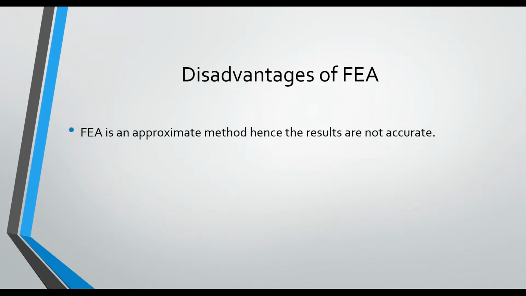So the first one is that FEA is an approximate method. Hence, the results are not very accurate. You will find results which are precisely correct, but they are not exactly the same as those of methods by exact solutions. So this becomes a rough calculation, a rough estimate. Though it is not very rough, I would say. I mean, it is not very wrong. It is very close to the exact solution, but not exactly equal.